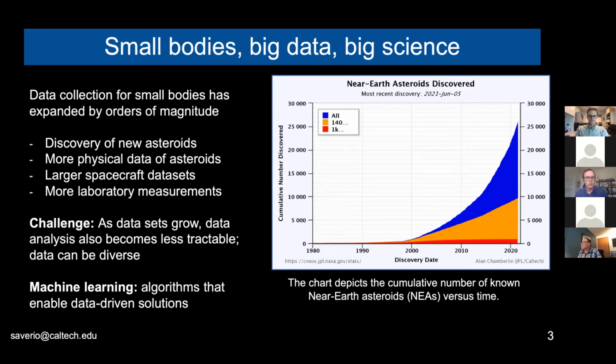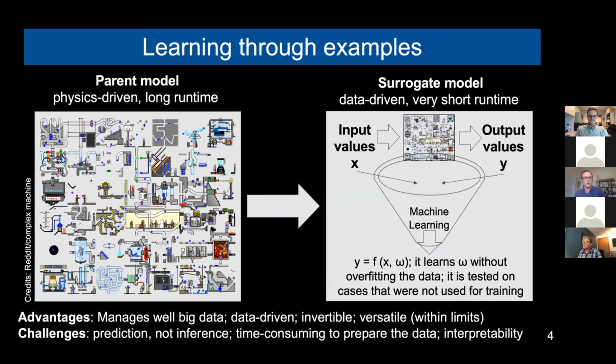So the approach that I explored in my thesis and I'm currently exploring in my research is to use machine learning, intended as the group of algorithms that enable data-driven solutions to planetary science problems. What I mean by data-driven is somewhat depicted in this slide. On the left, you see what I call a parent model. It could be a model that you use for modeling a process for asteroids, and you can write down the equations of physics for this model.